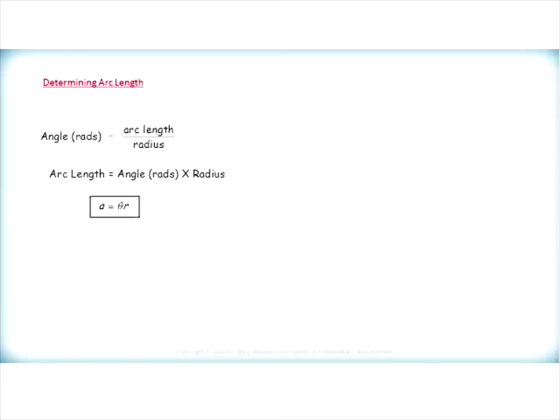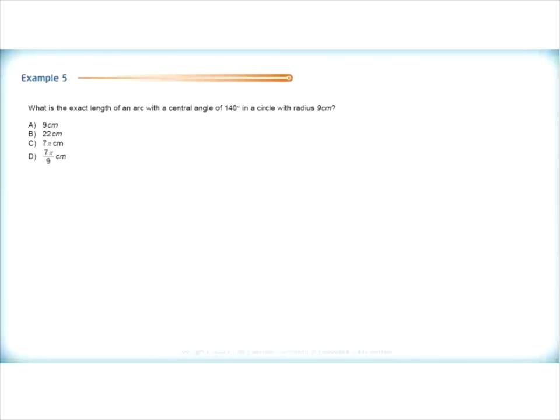A is the arc length. Theta is the angle measured in radians. R is the radius of the circle. We can use this very simple formula to help us find arc length or any of those 3 unknowns. Let's have a look at a couple of examples.